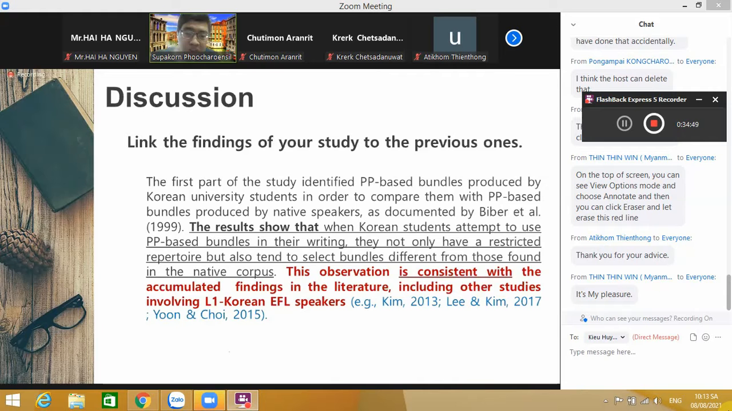Okay, so here you can see from the red parts: this observation is consistent with accumulated findings in the literature, including other studies involving L1 Korean EFL speakers, something like that, right? Try to make a connection between your findings and the previous studies, right?